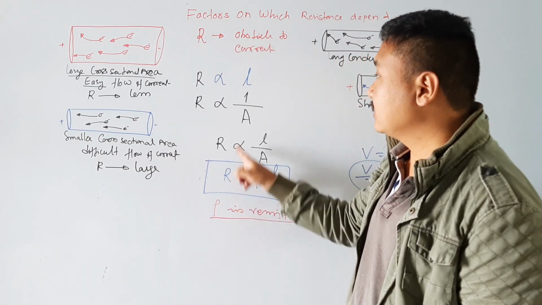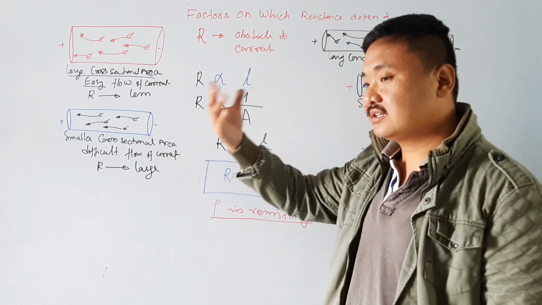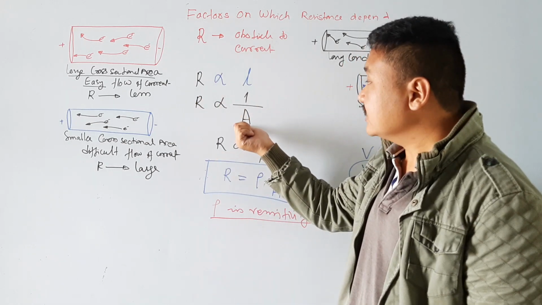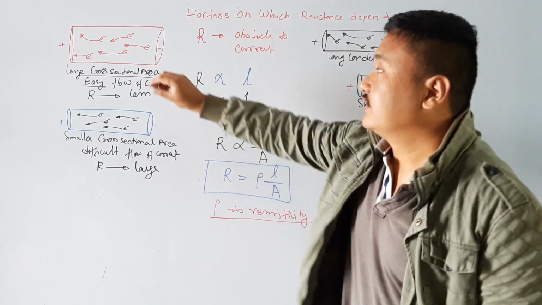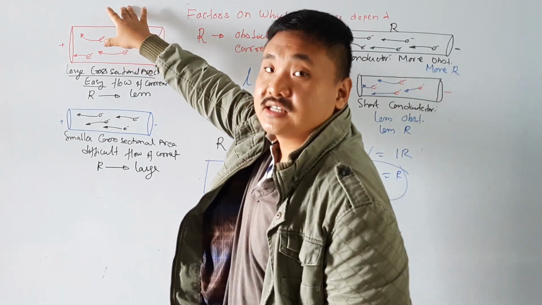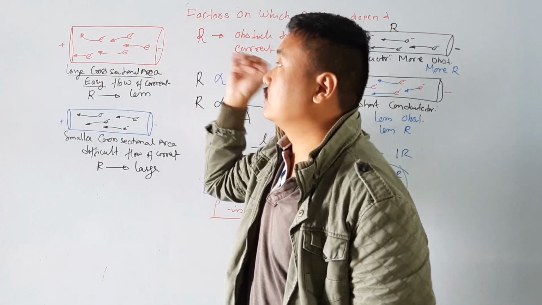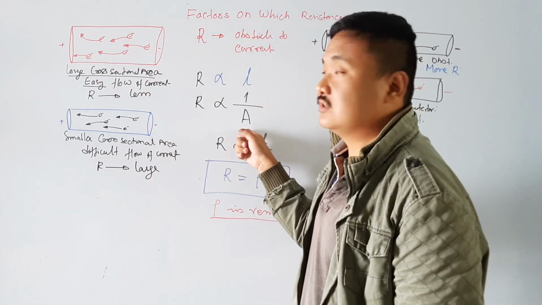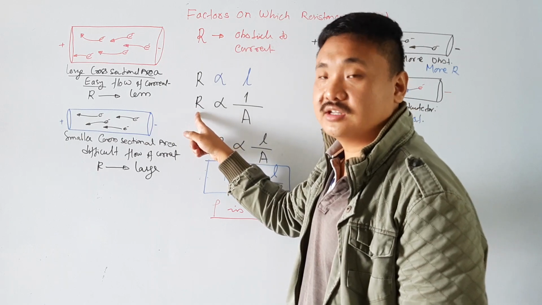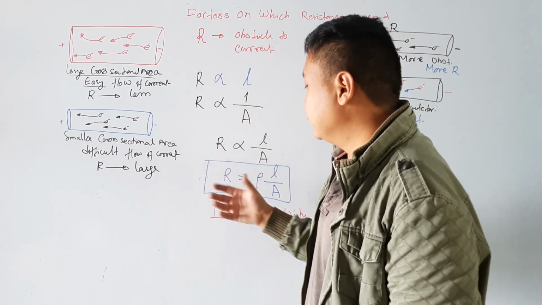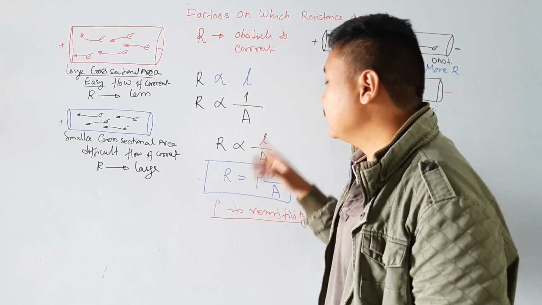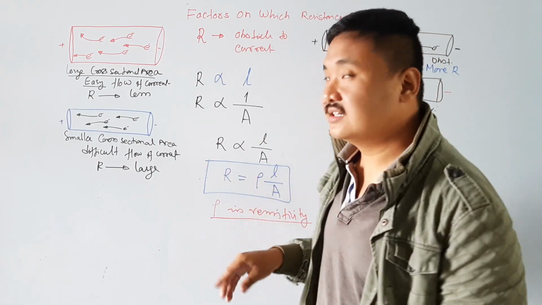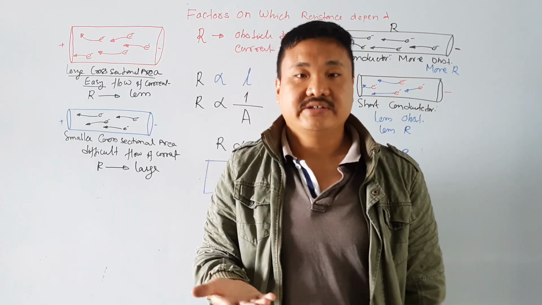So R is directly proportional to length. If your length increases, resistance increases. If you increase the area, making it bigger, the resistance will become less, because electrons will flow very easily. So they are inversely proportional. Resistance is inversely proportional to the area. Combining this, we got R equals rho L by A, where rho is my resistivity. In the next lecture we are going to study the resistivity of materials. Thank you.